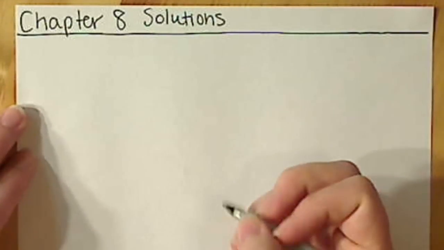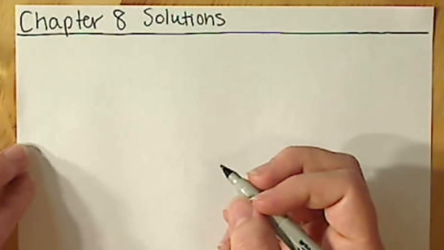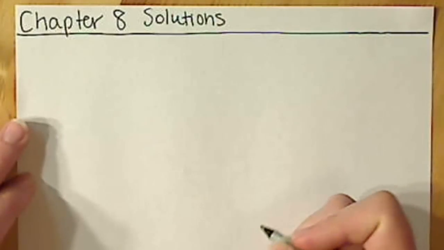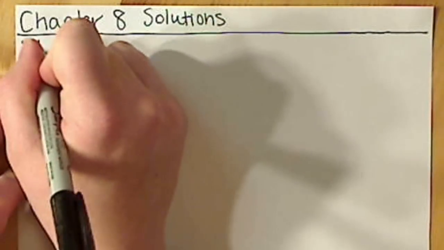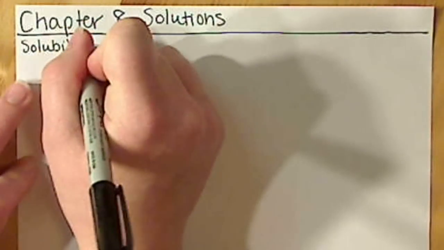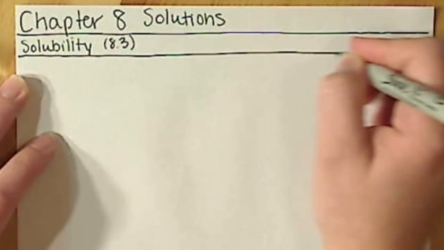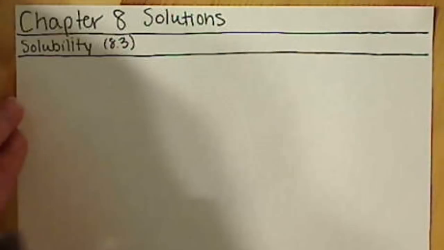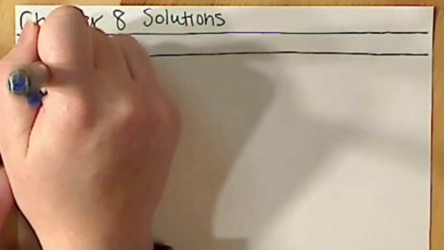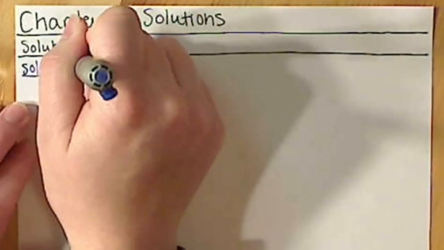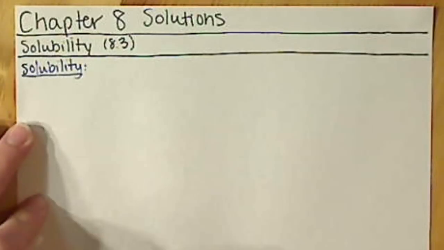So we are talking about solutions. We're going to be talking about solvents and solutes. We're going to be dissolving solutes into usually solvents, again, usually water. Whenever we talk about dissolving things, we need to talk about solubility. So our definition for solubility: this is the amount of solute that can dissolve in a given amount of solvent.